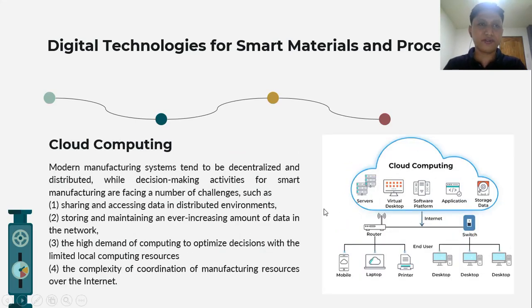Third technology using the digitization is cloud computing. Modern manufacturing systems tend to be decentralized and distributed, while decision-making activities for smart manufacturing are facing a number of challenges, such as sharing and accessing data in distributed environments, storing and maintaining an ever-increasing amount of data in the network, the high demand of computing to optimize decisions with limited local computing resources, and the complexity of coordination among manufacturing resources.